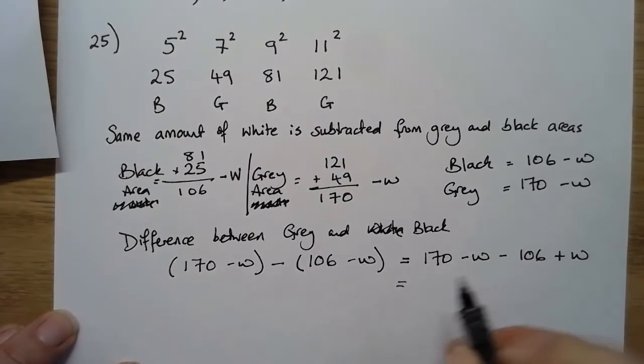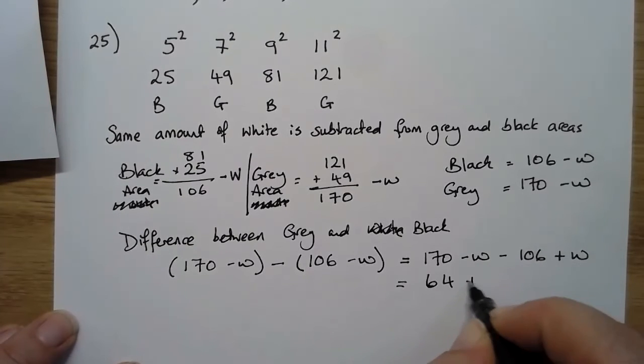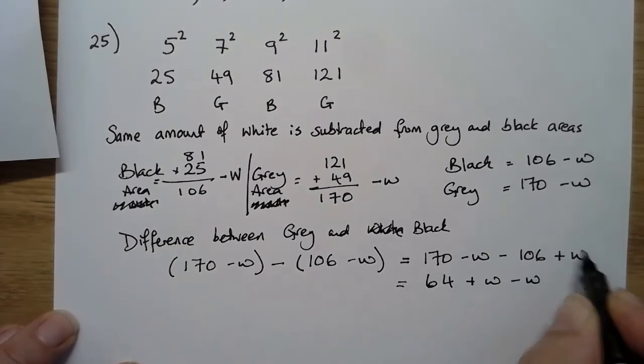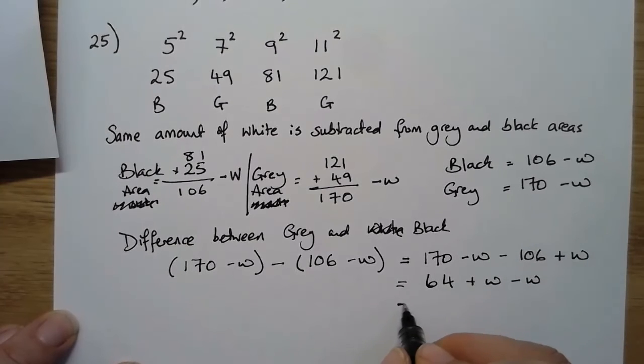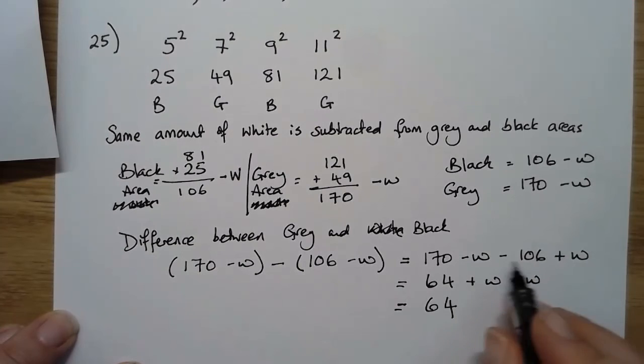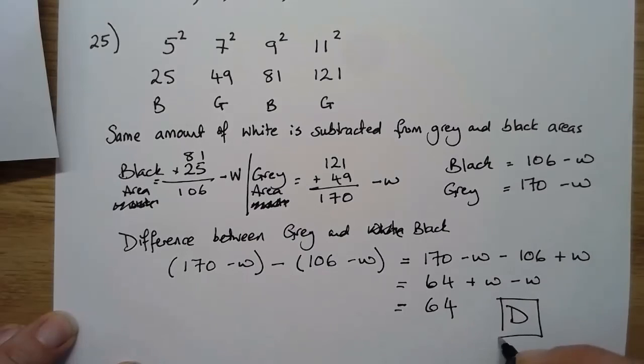And so if we simplify this, it becomes 64 add W, subtract W. I'll just swap those two round for convenience, which equals 64. My W's, it doesn't matter what the size of those white areas are, they cancel out, which is often what happens when we've got some unknowns in there that could be anything. In this case, they cancel out, and therefore the answer is D.